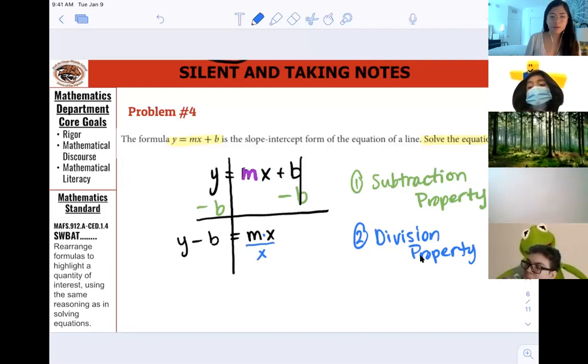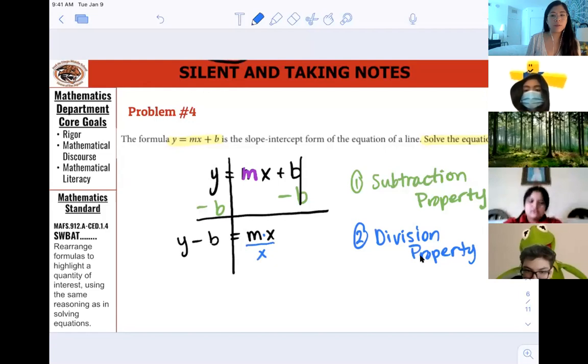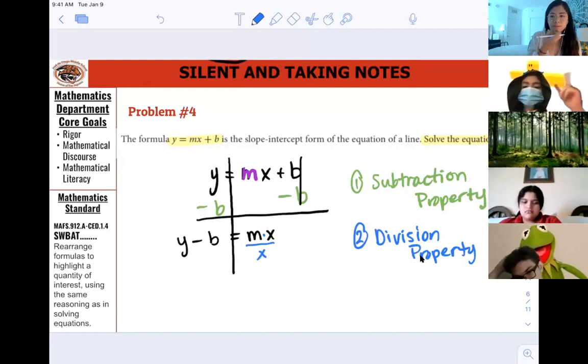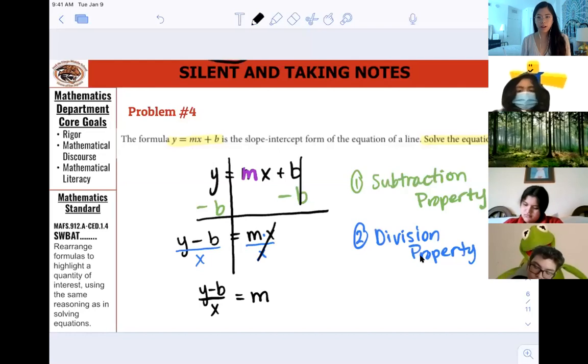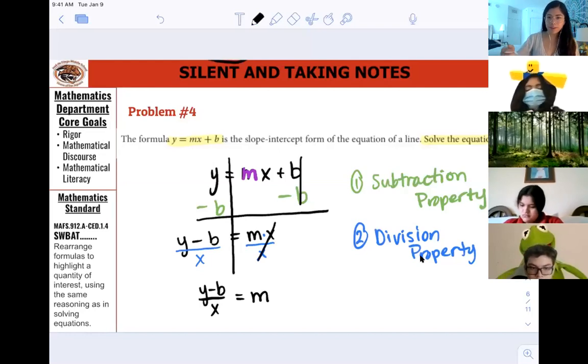On the left side, do I divide by x only to one of those terms, or do I do it to both of those terms? I see Juan holding up a 2. Yeah, both. You always do it to both. So I'm going to divide everything by x. So what does that do? My x's cancel out. On the left, I have y minus b over x. And on the right, I've got my m all by itself. Just to write things in the correct order, I can just flip it all around. And this is m equals y minus b over x.